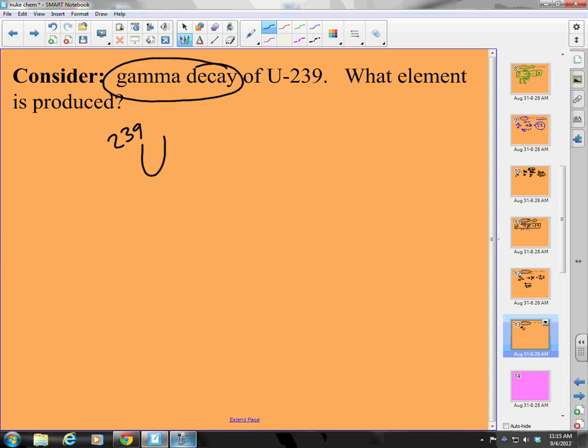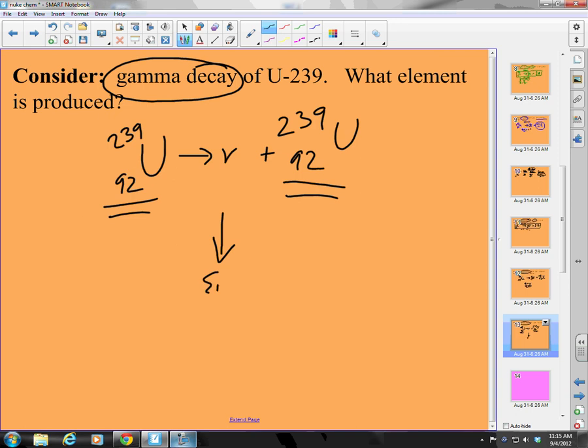uranium-239. Uranium is 92. A gamma ray is emitted. That is energy. How does that affect my mass number? It doesn't. How does that affect my atomic number? It doesn't. That means I'm left with 239 uranium. I start with uranium, I end with uranium. What's the difference? Only that some energy has been released. I still have the same atomic number and the same mass number. Good. So that is really an example of all the types of radiation.